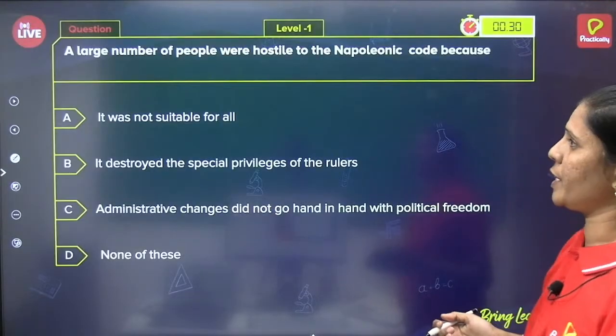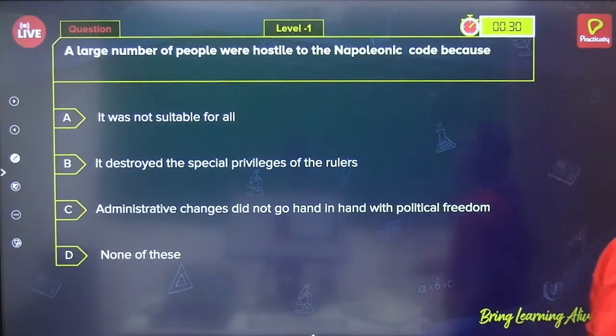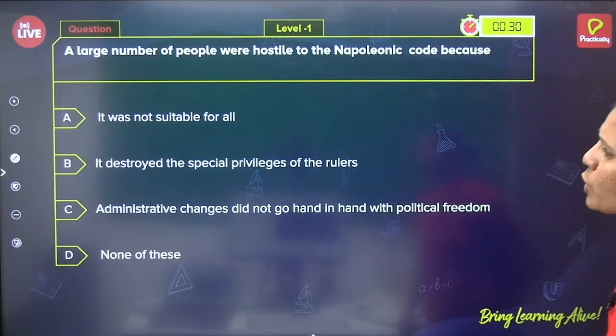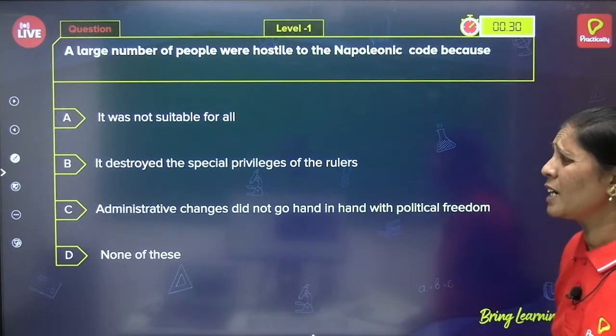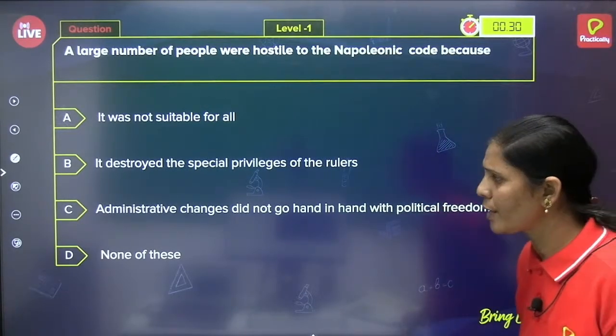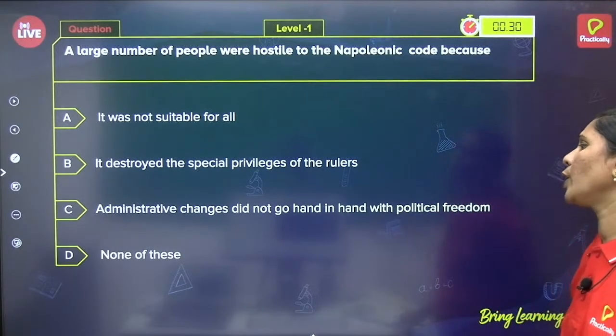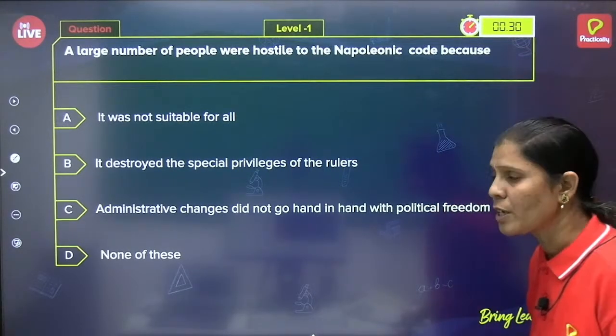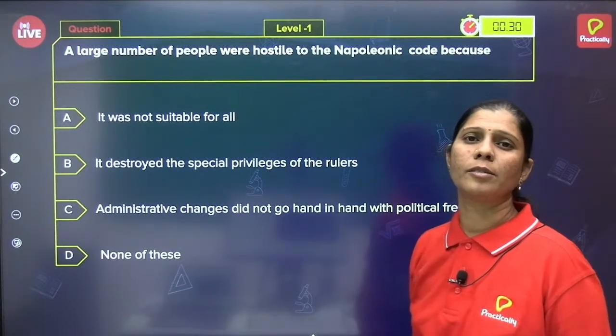Let us have a question here, children. A large number of people were hostile to the Napoleon Code because why? Why did the people become hostile towards this Napoleon Code? In the beginning they were very happy, but why? It was not suitable for all people. It destroyed the special privileges of the ruler. Administrative changes did not go hand in hand with political freedom. None of this. Which one will be the right answer?